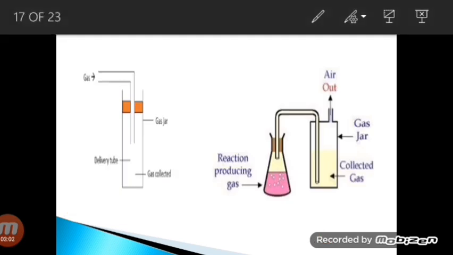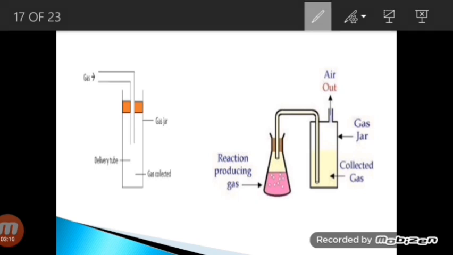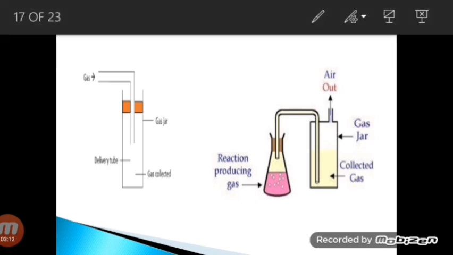The next method is displacement of air. Now displacement of air involves two procedures. First one is called downward delivery, which is mentioned over here, and the second one is called upward delivery, which will be mentioned in the coming slide. So in downward delivery, always those gases will be collected which are soluble in water, the first thing. Secondly, they have to be denser than air. If they are denser than air, then they will go down in this gas jar.